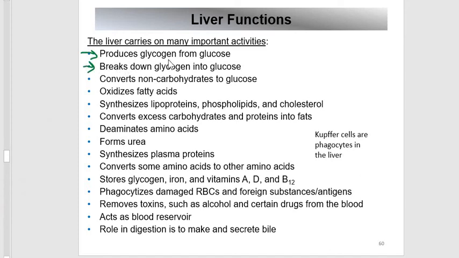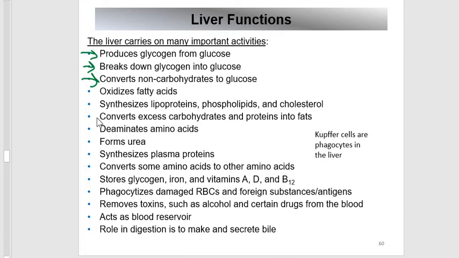So we know that the liver produces glycogen from glucose. Glycogen is a storage form of glucose. This is going to be happening if you have insulin secretion. And then we also know that we can go back the other way and break down glycogen to make glucose. That would be going on if you have glucagon secretion, right? So we've done that. And then it converts non-carbohydrates to glucose. That's gluconeogenesis. We know that glucagon and cortisol cause that to happen. So we have again been there.